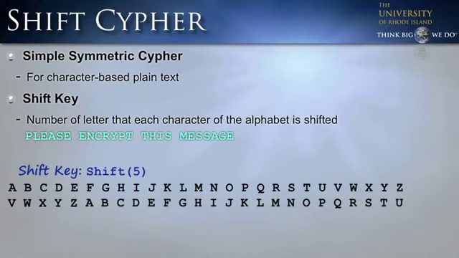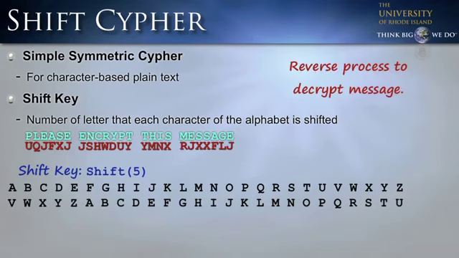Now when we're ready to encrypt our message, first we'll encrypt the P. We'll look up P and see that it becomes a U. We'll then look up L and it becomes a Q. E becomes a J. A becomes an F. S becomes an X, and the last E will become a J also. So the first word of our encrypted message is UQJFXJ.